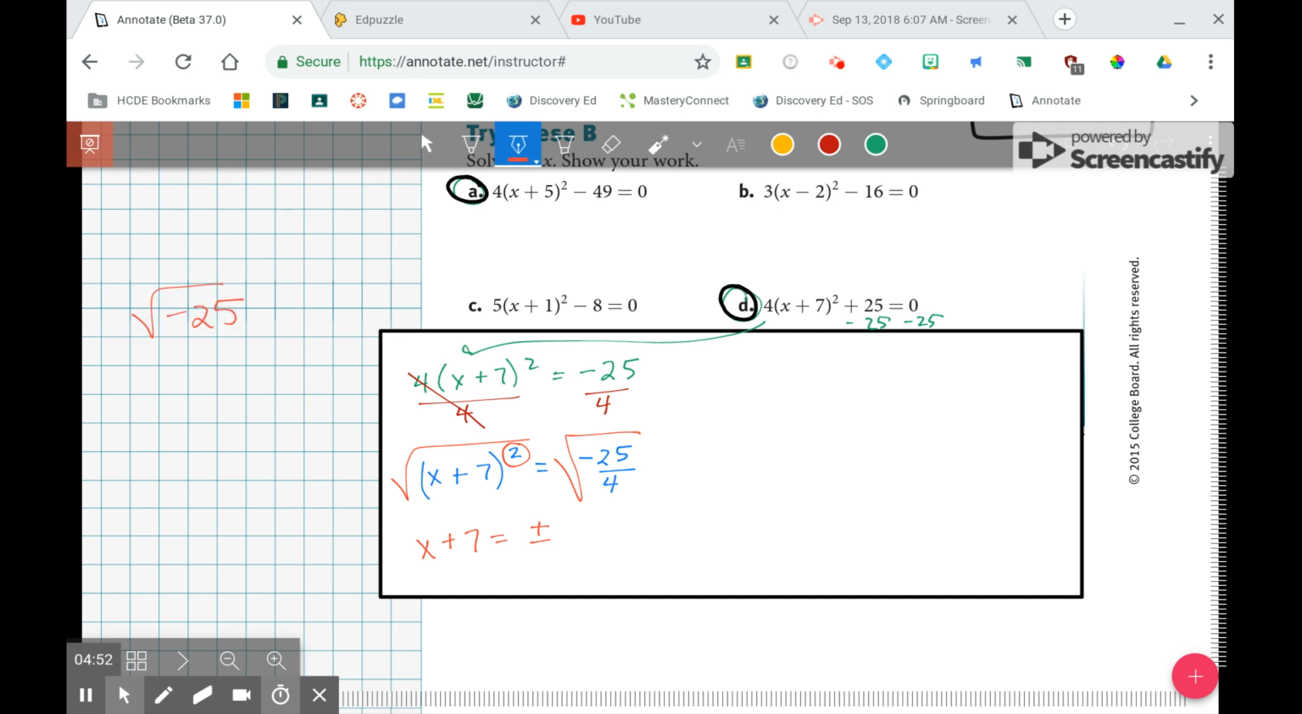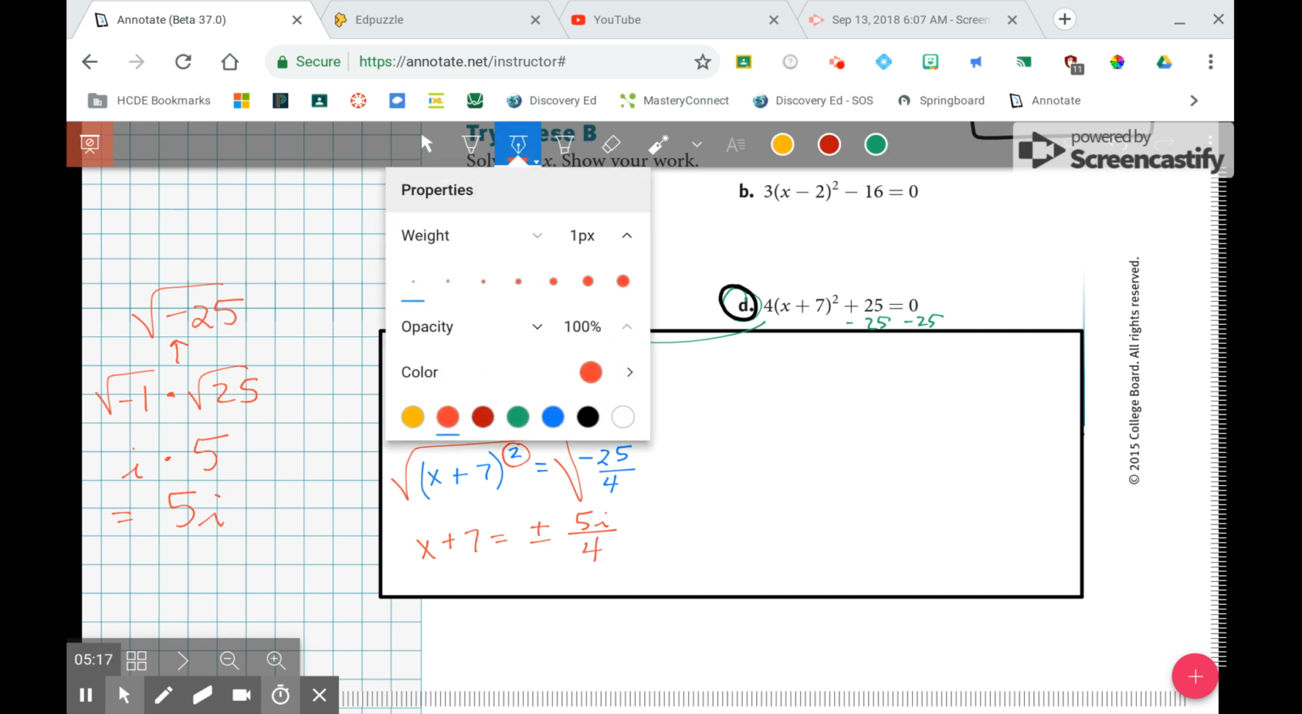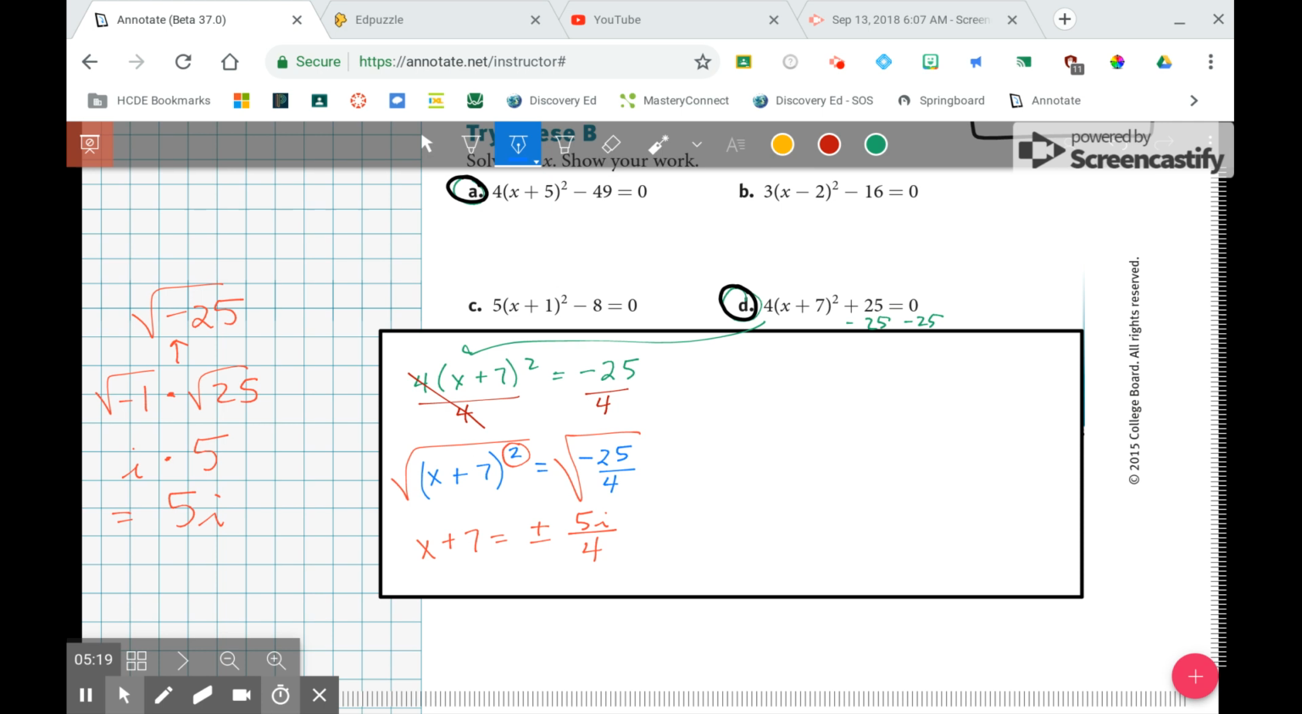So right here, this numerator is square root of negative 25. Well, remember from earlier, anytime you have a negative, that means there's an imaginary. So this is really square root of negative 1 times square root of 25. Square root of negative 1 is i. Square root of 25 is just 5. So for notation, we normally just write this as 5i. Okay, so our numerator is 5i. Denominator is square root of positive 4, which is a perfect square, which is 2. So we are almost done. Right here, we just need to subtract that 7 on both sides.